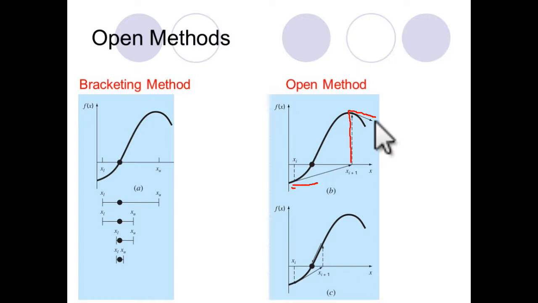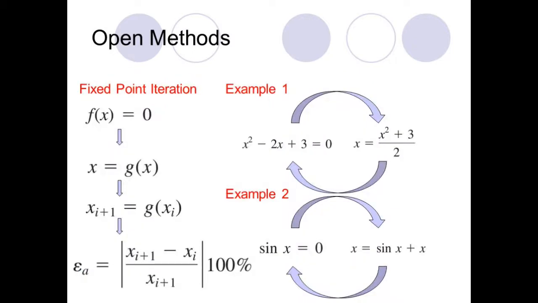Again, in case of an open method, the function has to be continuous. There shouldn't be any singularity in order to find the root. And if you have multiple roots, the point where you begin the calculations becomes important, and as we will see in the forthcoming slides, you may reach different roots depending on the initial guess or initial value.